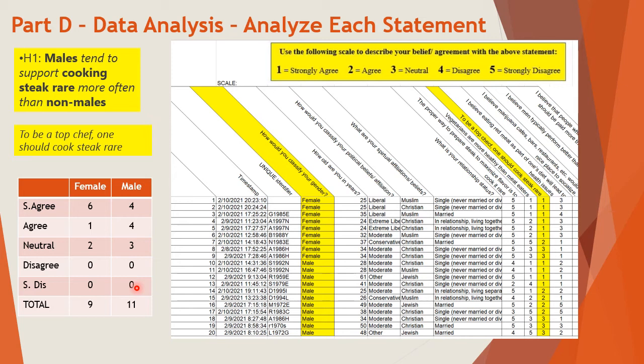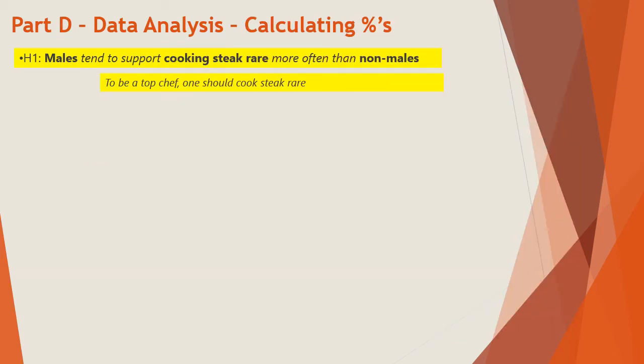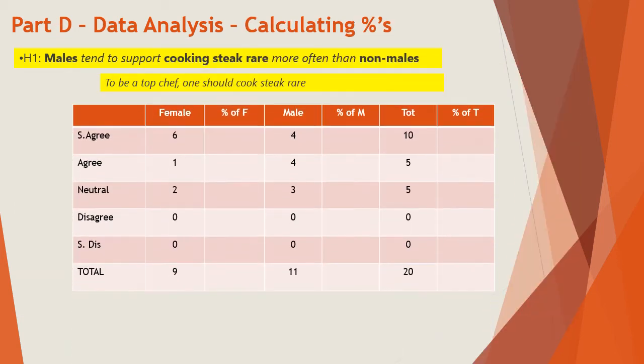So the first part is just tabulating those numbers, and now I'm going to add some columns and go back and do my percentages again. So again, we are going to add a column after the number of females. We're going to add a column after each of the independent variables, number of females, number of males, and then of course a total column. We're going to go through and calculate the percentages again.